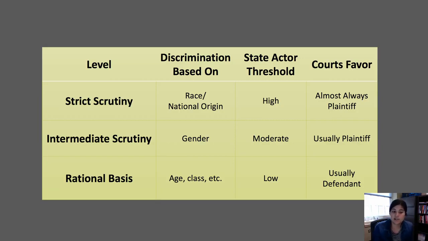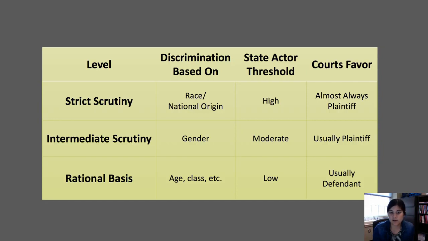So basically the questions the court is going to ask in any equal protection case is, what was the discrimination based on? What was the purpose behind this particular policy or decision? And does the policy actually accomplish its purpose without being discriminatory? If the answer is yes, then the state actor is likely safe. If it's no, the plaintiff probably has a pretty good case.